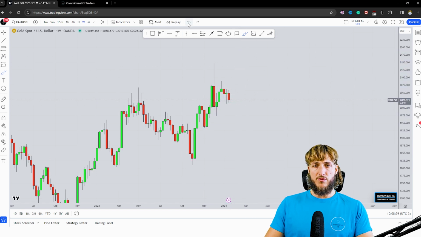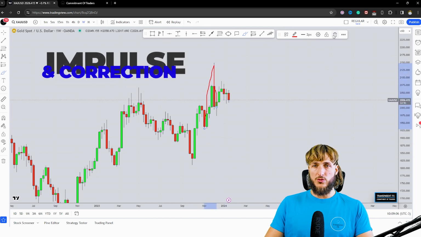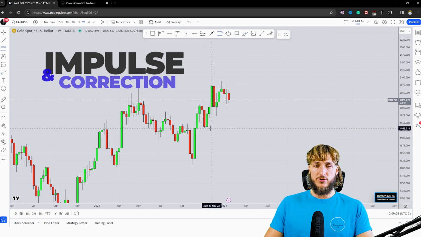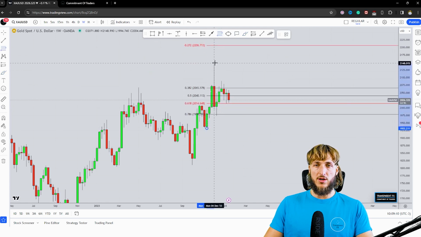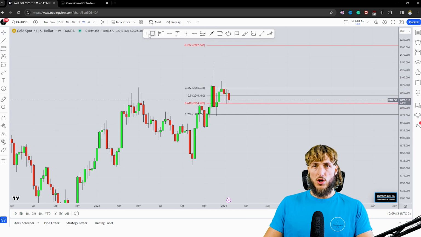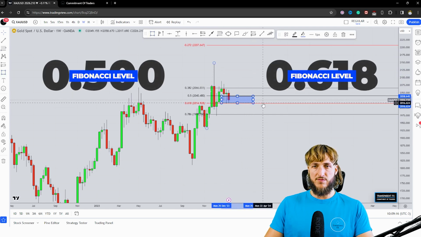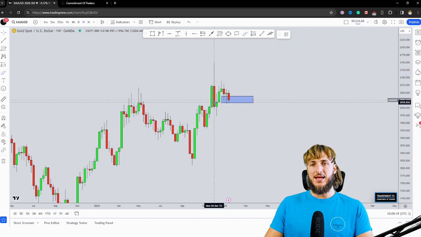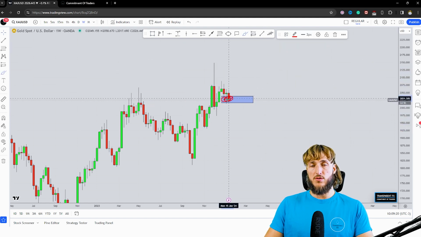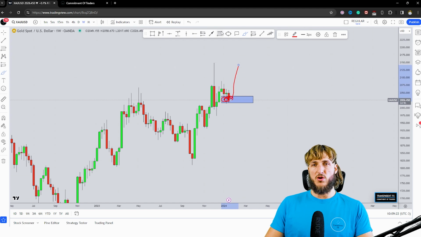We can also notice that from a pattern standpoint, we have a very clear impulse followed by this correction. Now, after an impulse, if you want to measure the correction, you have to take your Fibonacci from the low to the high of the impulse leg. And if we do that, we can see how we have the 50% and 0.618 Fibonacci retracements lining up exactly inside of this zone, that we could in fact expect this market to potentially reject to the upside.